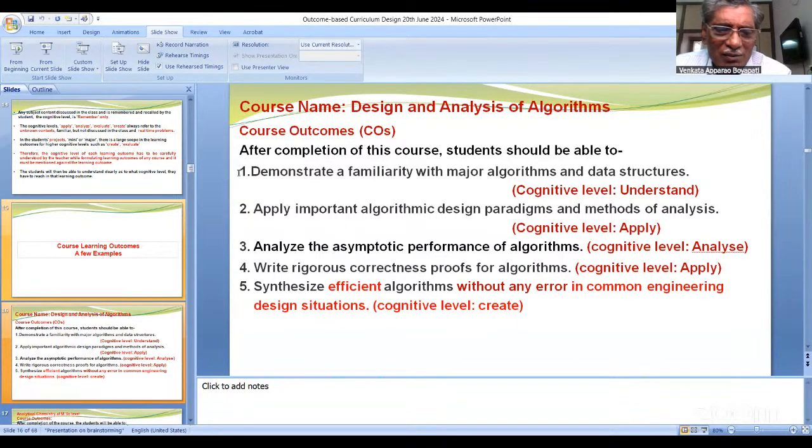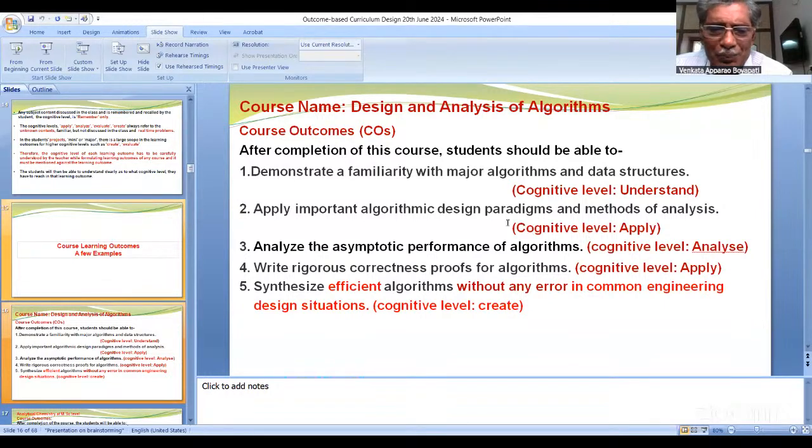Then CO1, course outcome 1, demonstrate a familiarity with major algorithms and data structures. Here, demonstrate is the action verb. Familiarity with major algorithms and data structures is the subject content. The action verb and subject content, you consider that as a performance part. Then apply is the action verb. Important algorithmic design paradigms and methods of analysis, that is the subject content. Here also performance part.